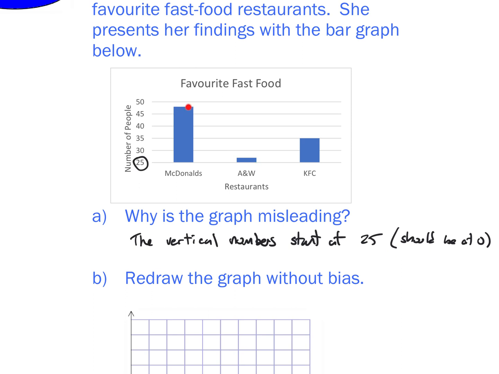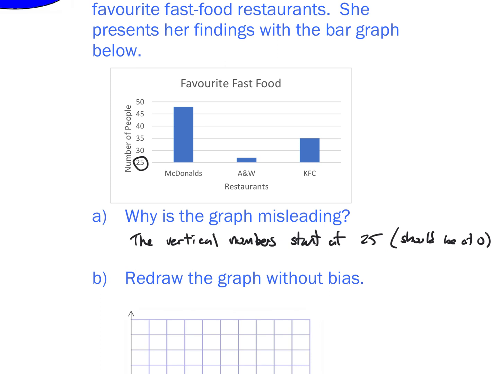But if you look at McDonald's, it is somewhere between 45 and 50. And A&W is somewhere between 25 and 30. Which means that this bar should be more than half as big as this bar. What? But it doesn't look like it. So the numbers have been manipulated.